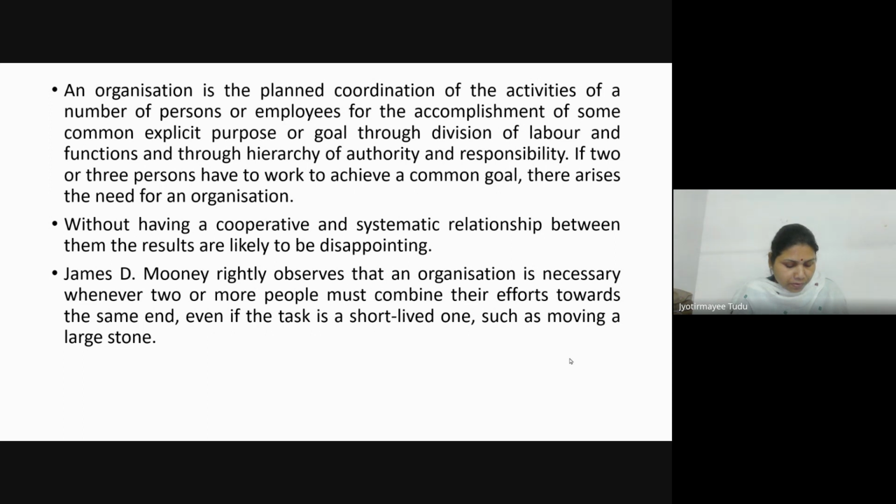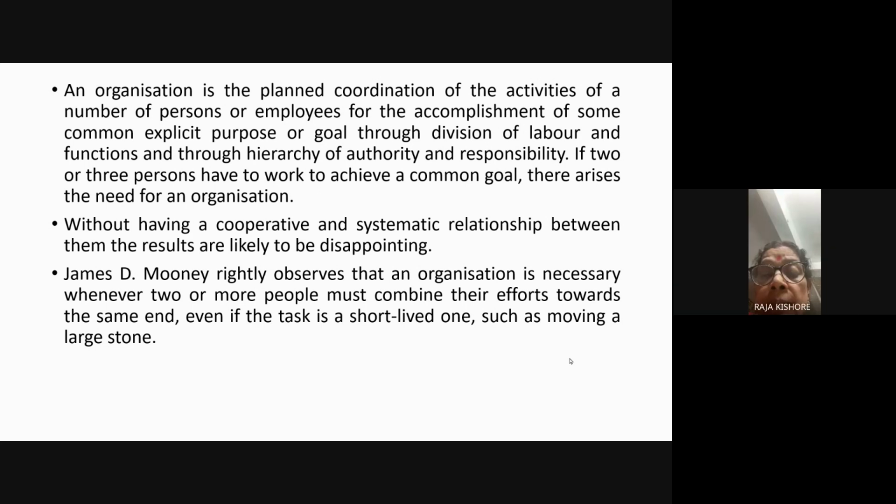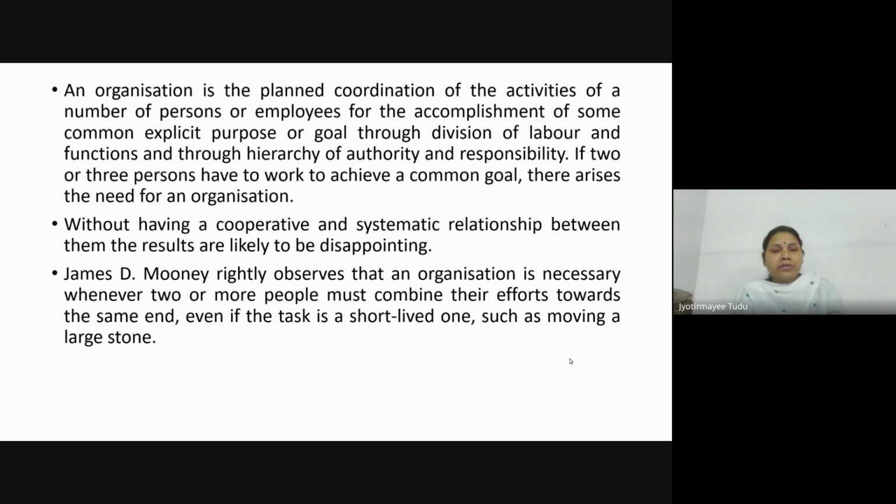So in the modern form of organization, we thought that the organization needs to be run by rational legal authority, and here the hierarchy is determined as per this legal authority and impersonal order. And of course, without a cooperative and systematic relationship between them, the results would definitely be disappointing.